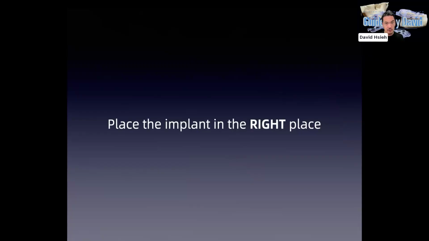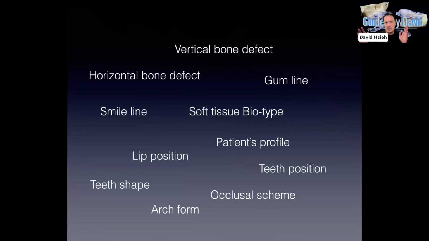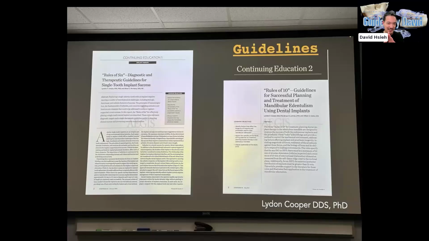That is critical, right? So how do we place the implant in the right place? There are so many things we need to consider: horizontal bone defect, the gum line, soft tissue, smile line, lip position, the profile, so much to consider. So do we have a guideline, right? Do we? Yes, we do. On the lecture that Dr. Ling introduced, this iconic lecture talks about the rule of six, right? Basically telling you where to place the implant in the aesthetic zone for a single tooth, right?